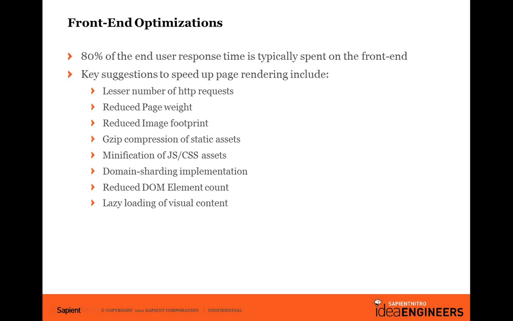The third is image footprint. How many images do you have? Simple things: I've seen sites with a large hero image, and if you right-click properties on it, it will say it's like 240 KB. If you remove the transparency and save it as a GIF, it will come down to like 20 KB.